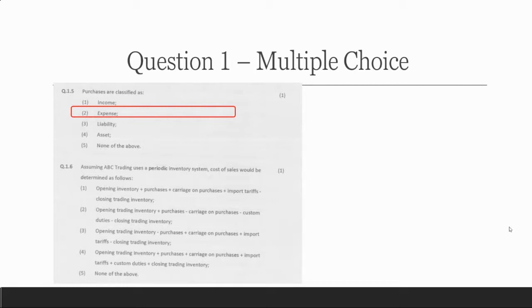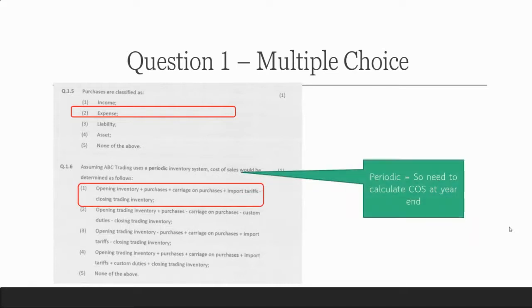If we look at the other ones, in the second one we deducted carriage on purchases and we deducted customs duties, which made it incorrect. In the third one, we deducted the purchases, which made it incorrect. And in the fourth one, we've added everything. We didn't deduct the closing trading inventory. For that reason, number one would have been the correct one.